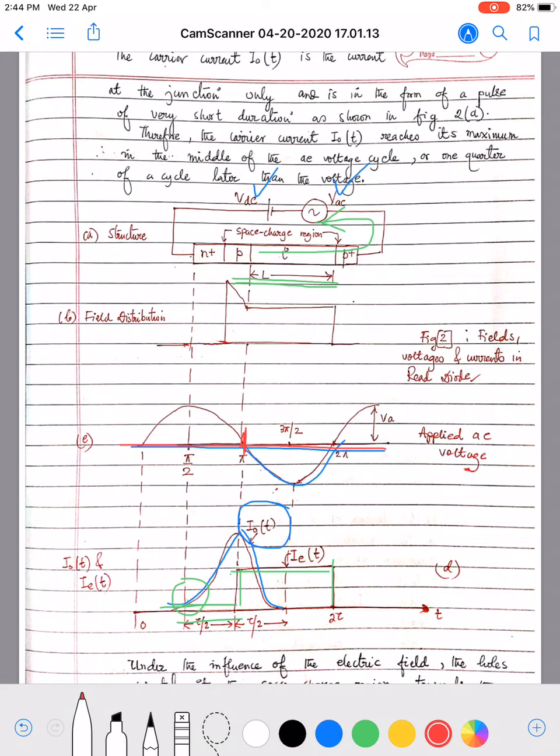You have got this N plus region, this is P region, this is intrinsic region, and this is P plus. Now N plus will be connected to positive and P plus will be connected to negative. There will be an AC signal, and let us say there will be a load.